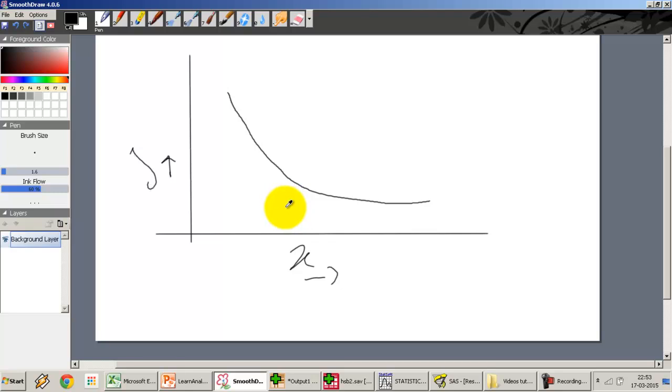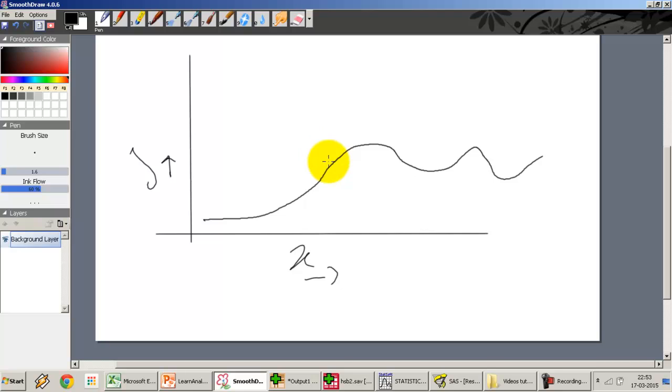Now I'll give you another example. Let's have a look at this variable. Something like this. Now this is a non-monotonic relationship because initially, till this point, as x increases, y also increases. Beyond this point, as x increases, y starts to decrease. And again at this point, the direction of the variable changes. Now as x increases, y is increasing. So in between there are directional reversals. So this is a non-monotonic relationship.